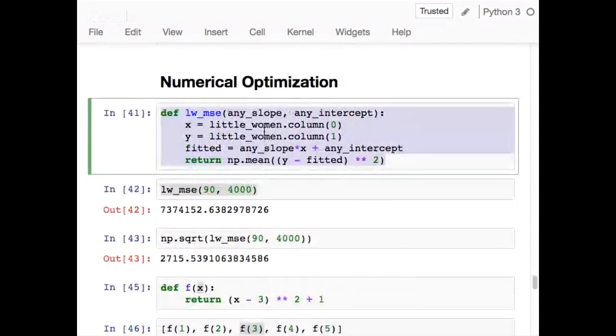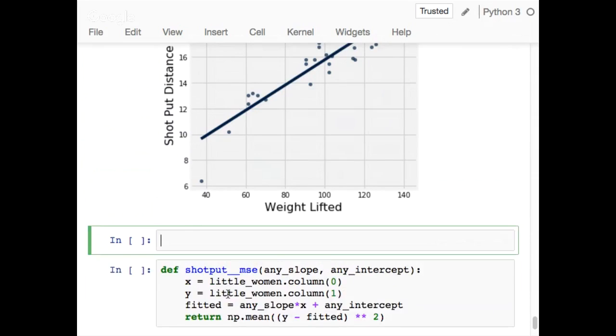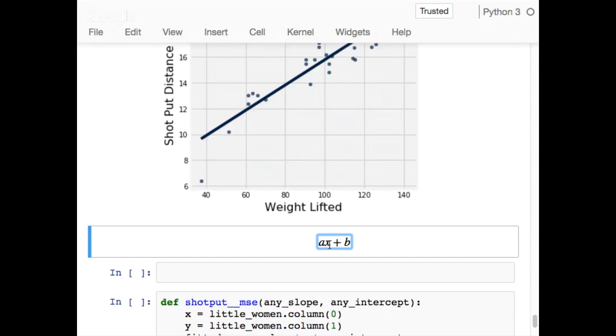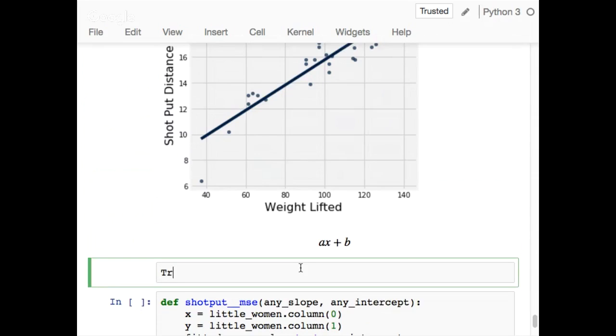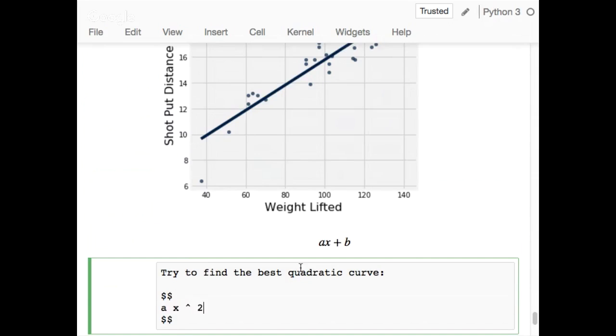So watch this. I'm going to take my MSE. I'm going to call this shot put, and let's try to fit a quadratic function. So before we had a linear function, which looked like this, ax plus b. This is what we tried to fit before. We tried to tweak a and tweak b so that I got the line that minimizes the squared error. I could instead try to find the best quadratic curve. It looks like this, ax squared plus bx plus c.